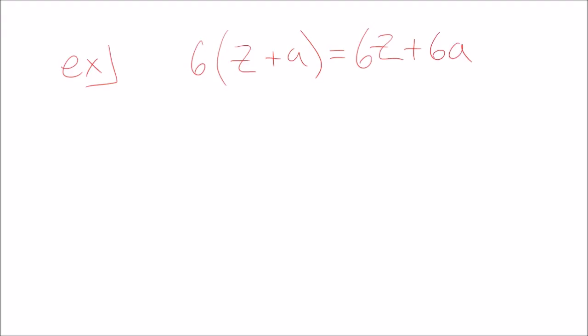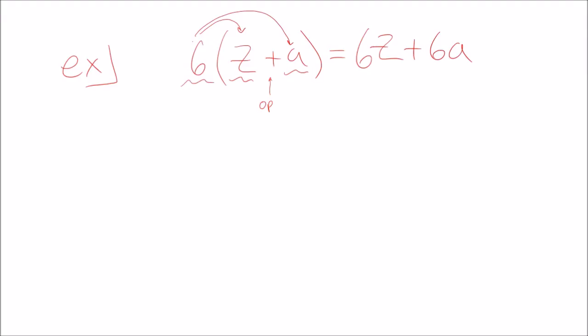So let's say we're going to have 6 times z plus a. This is going to equal 6z plus 6a. And to show what we did, we can draw arrows to each of them. We multiplied both variables and kept our operation. We multiplied both variables by 6, the constant out front.